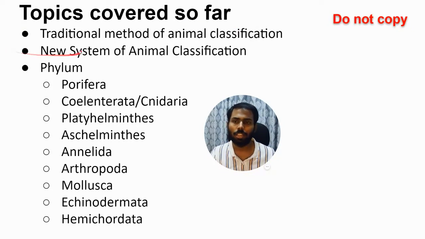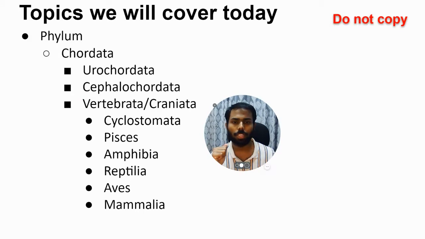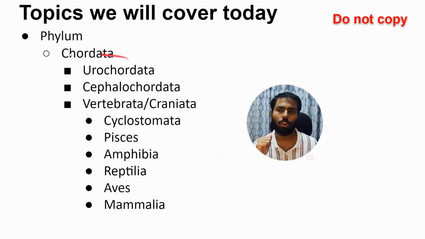Then we had seen the new system of animal classification. There are various criteria such as body organization, the type of symmetry the body showed, or the body cavity present in the body. All these were criteria on which you have different types of phylums. We have seen 9 different phylums till now, and the characteristics we have seen in detail. Today we're going to see the last phylum, which is Chordata.